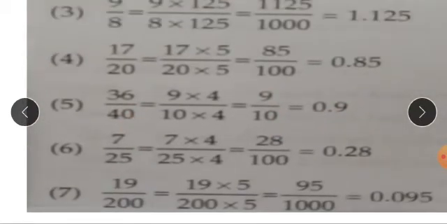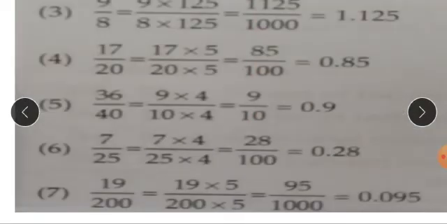7 upon 25. Therefore you have to multiply 25 by 4 to get the answer as 100. Therefore 7 into 4 upon 25 into 4 is 28 upon 100, which is equal to 0.28.